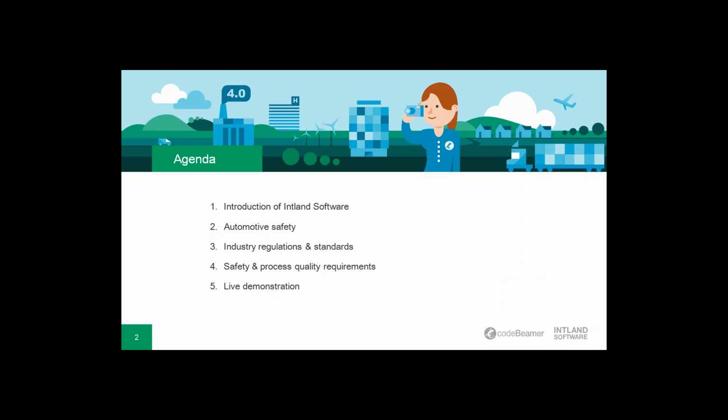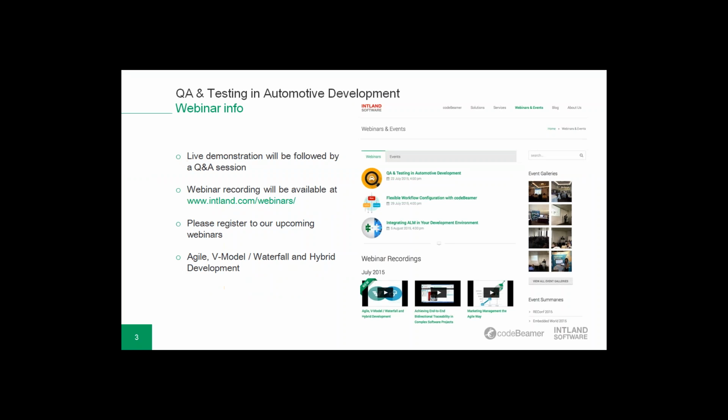So let me walk you through the agenda for today. After a short introduction of our company Endlin Software, I'm going to talk about automotive safety regulations and also about the industry regulation and standards. Afterwards, I'm going to show you how we can provide safety and also the process quality requirements within our application lifecycle tool called codeBeamer, also in a short live demonstration.